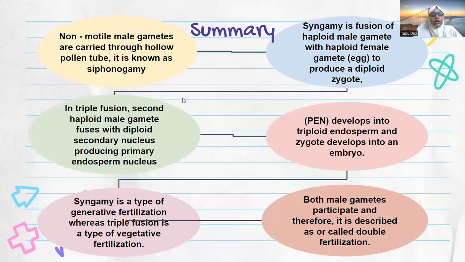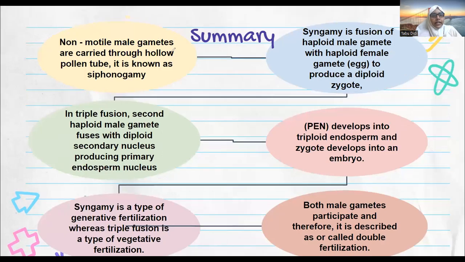Okay, so this is the summary of the whole event of double fertilization. Number 1, non-motile male gametes are carried through the hollow pollen tube, known as siphonogamy. This terminology you need to know. When male gametes are carried through the pollen tube, then fusion will happen: the male gamete with the female gamete, and the zygote will be formed. It is known as syngamy, which we just discussed.